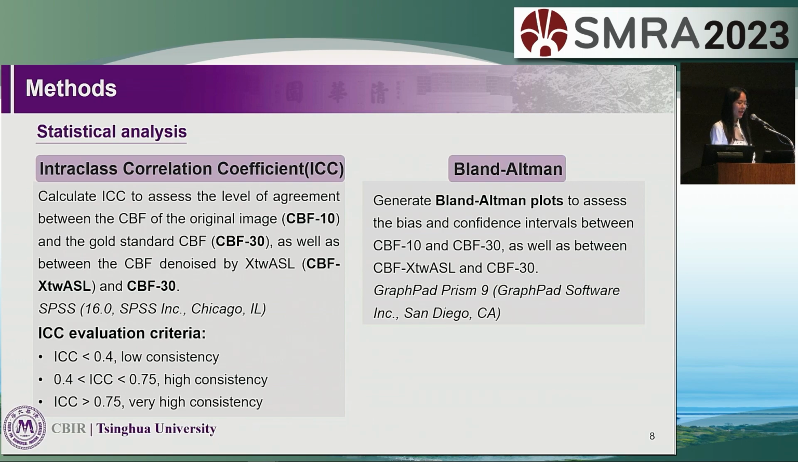After the CBF calculation, we did some statistical analysis. First, to measure agreement, we calculated the ICC between CBF10, CBF denoised by the STW-ASL, and the gold standard CBF30. Secondly, we use Bland-Altman to measure the bias and confidence intervals.